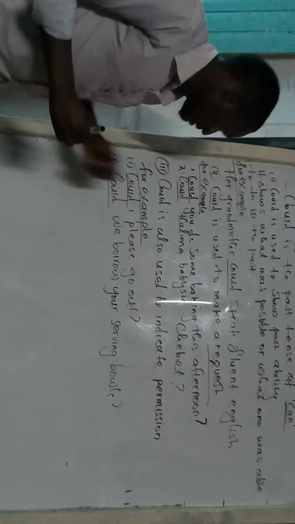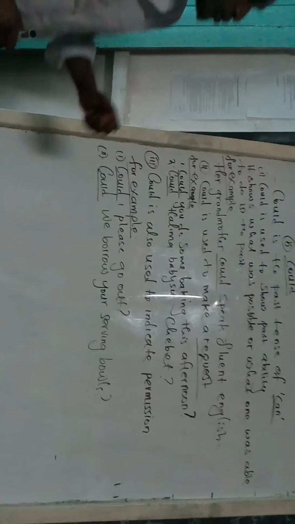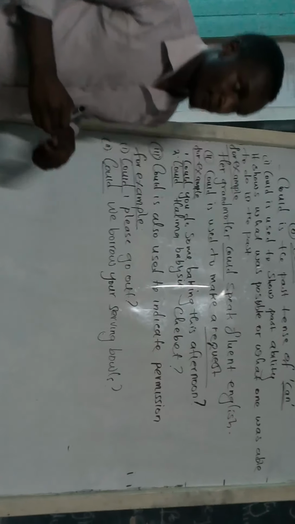Number 3 and the last use of could is to indicate permission. Example in a sentence: could I please go out? Number 2, could we borrow your serving bowls? I think we've come to the end of the uses of could and should.